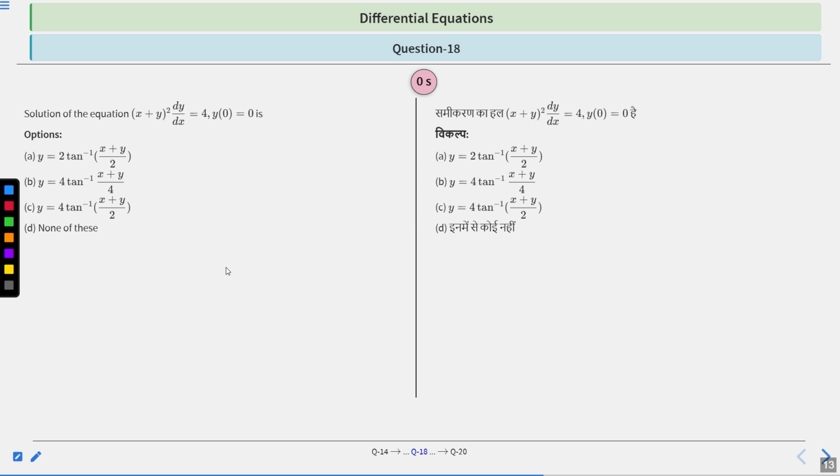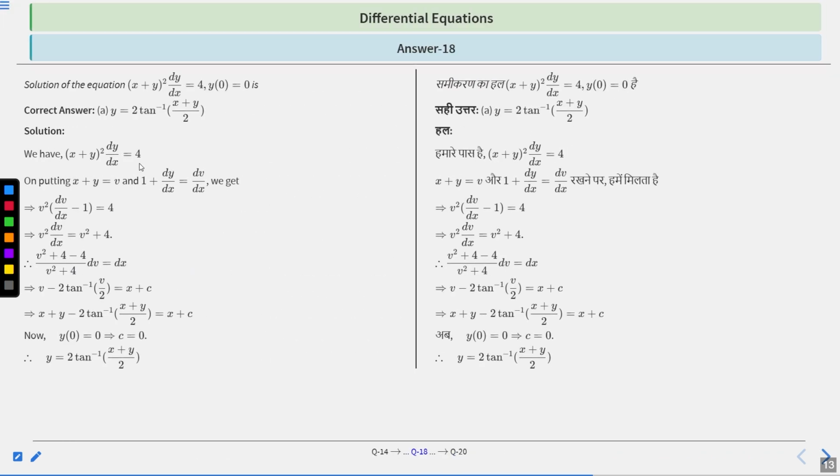Okay, let's move to the solution part C. We have the equation (x plus y) whole square dy by dx is equal to 4. Now on putting x plus y equal to v, after differentiating both sides, 1 plus dy by dx will be equal to dv by dx. We get v square into (dv by dx minus 1) is equal to 4. Therefore, v square dv by dx is equal to v square plus 4.